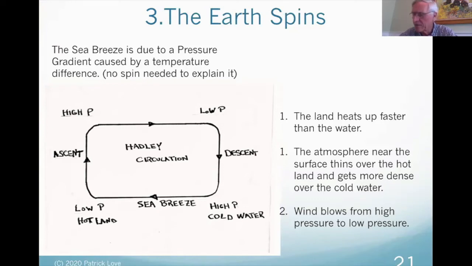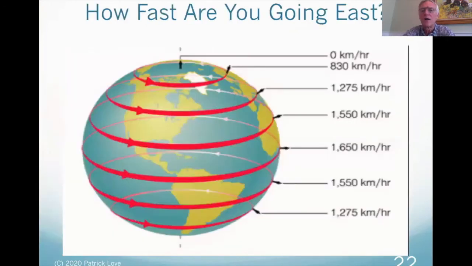Now, back to the Earth spins. The Earth spins, and what you might know is that because we stand on a solid object, you see these different folks here.